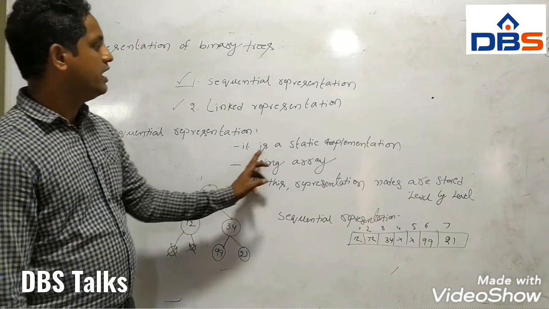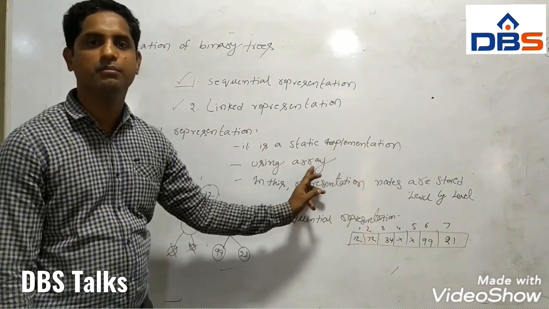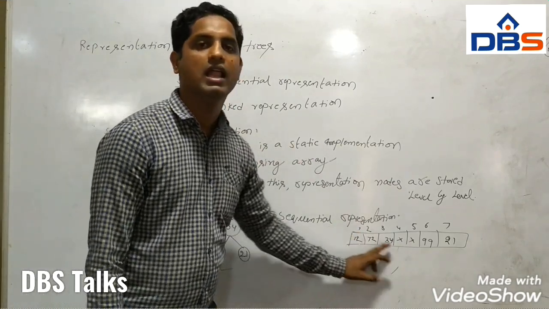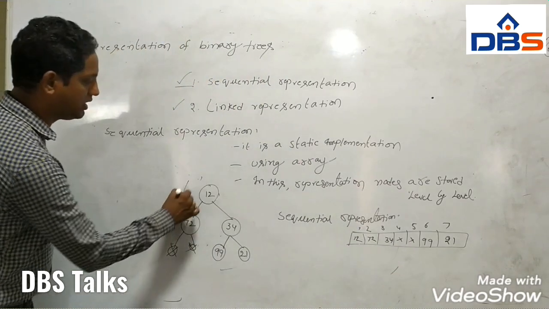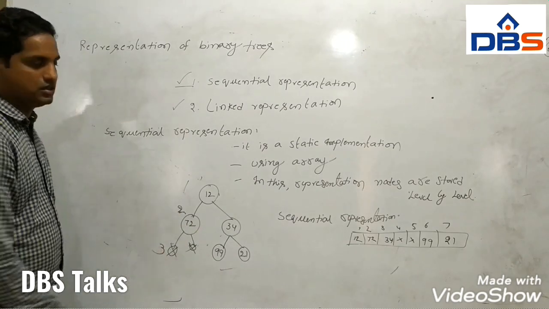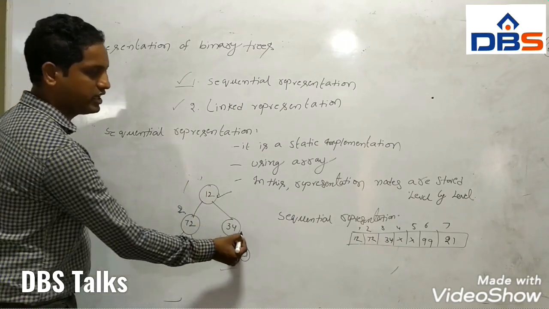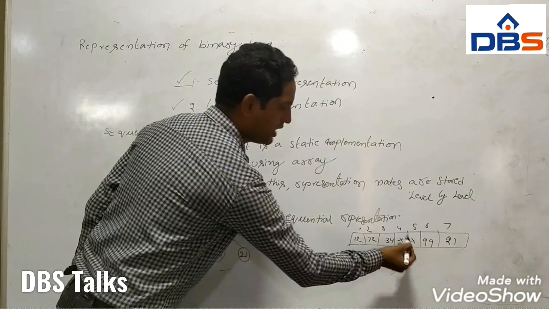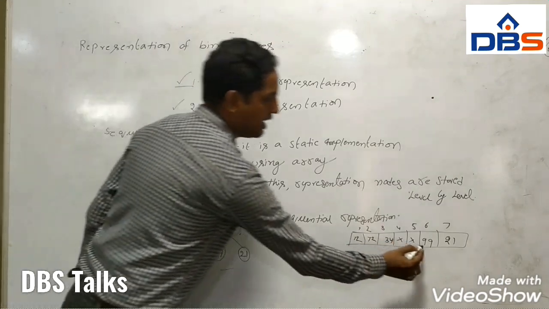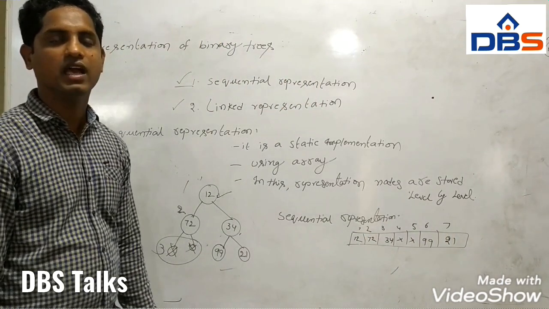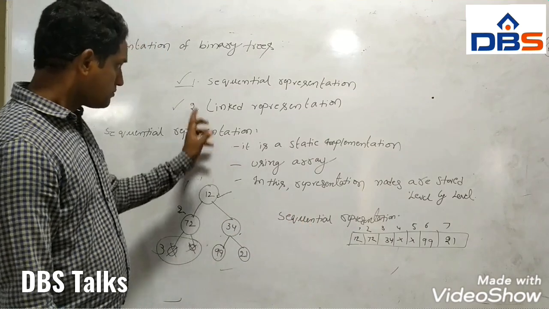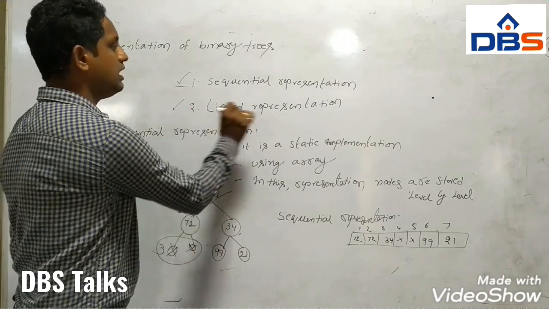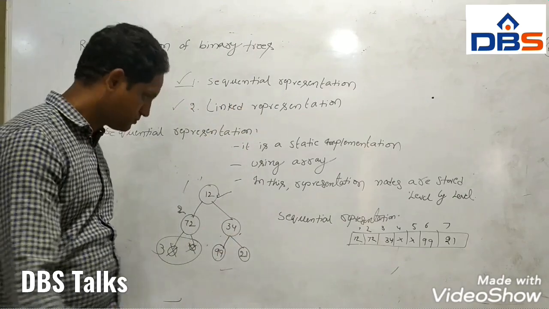It is a static implementation using an array. The nodes are stored level by level. This is level 1, level 2, level 3. Level 1 is 12, level 2 is 72 and 34, and in level 3, where there are no nodes, it will be empty, then we go for 99 and 21. So it is called the sequential representation of binary trees. Next we go for the linked representation.